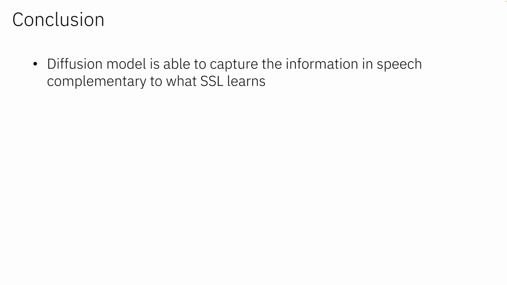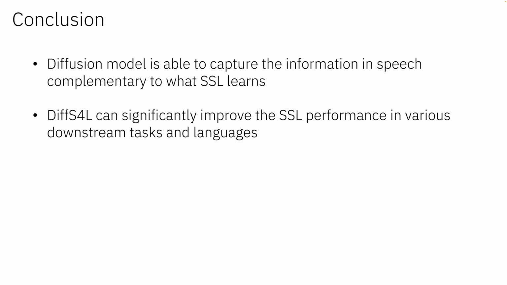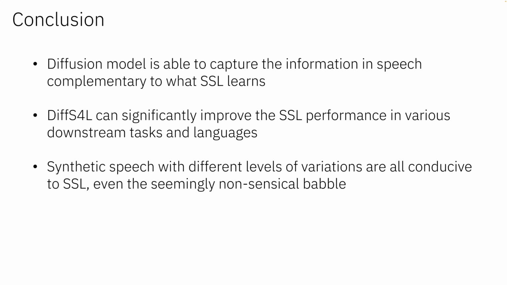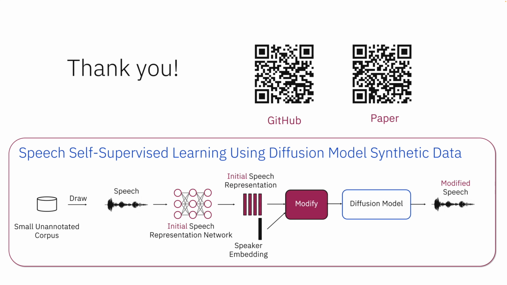To sum up our findings, we find that diffusion model is able to capture the information in speech complementary to what SSL learns, and therefore DiffS4L can significantly improve the SSL performance in various downstream tasks and languages. In addition, we find that synthetic speech with different levels of variations are all conducive to SSL, even the seemingly nonsensical babble. With that, I will close the talk today.